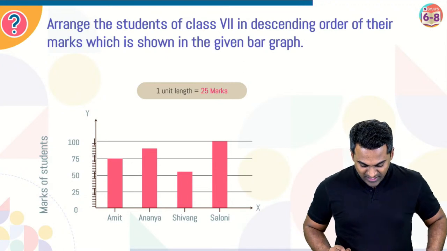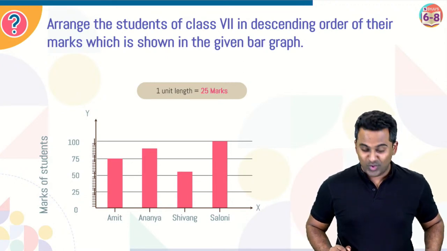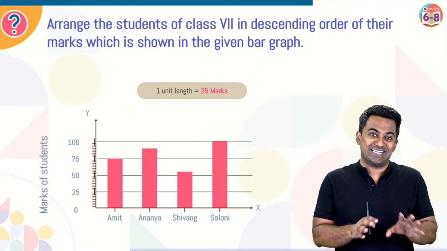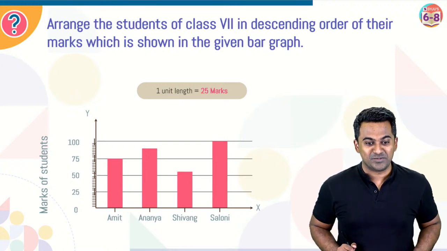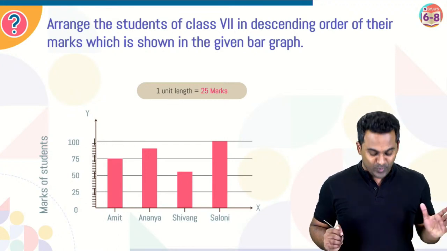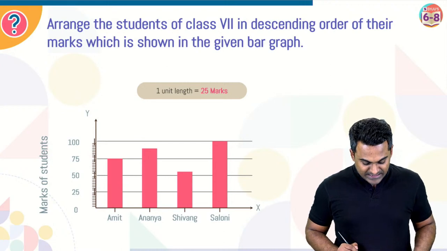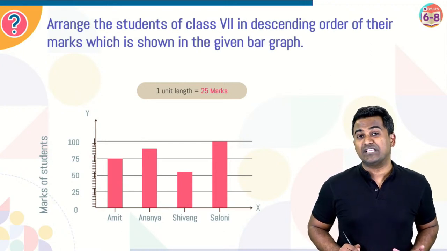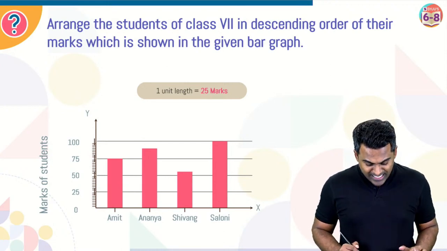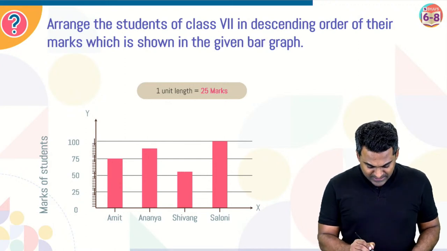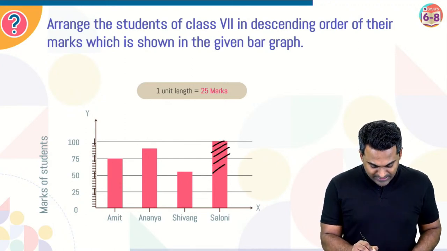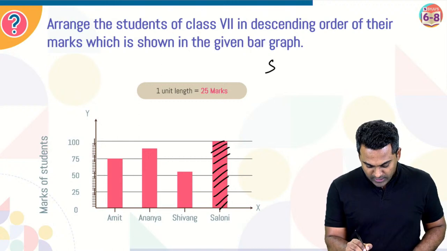Come on, tell me. Order of their marks which have been shown. Again, these names are purely coincidental. We didn't think much before we took these names. Okay, so which is going to be the highest? Descending order means you arrange from the biggest to the smallest. So who got the highest marks here? Saloni has got it, right? This is the longest bar. So Saloni comes first, S-A-L-O-N-I.